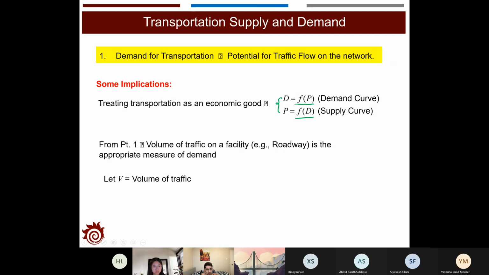For point one, usually we're going to use the volume of the traffic to represent the demand. So that's what we do in transportation system. How many vehicles can travel on the road, or how many vehicles would like to travel on the road, to represent the demand. So we just say that the demand here is the volume on the road. We use the notation capital V to represent the demand. And that's the first point.